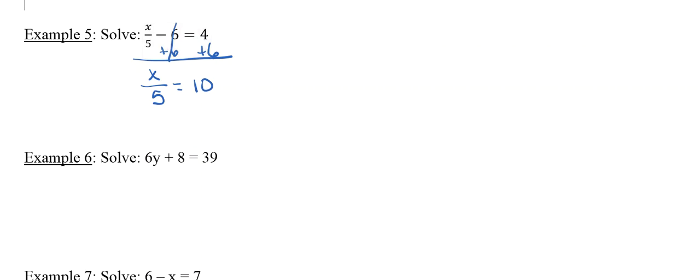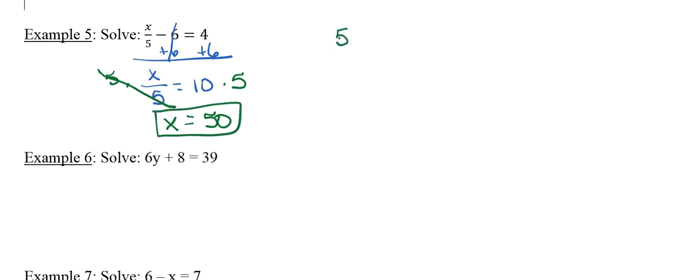So now I have another step to do because I still don't have the x by itself to see what it's worth. The opposite of dividing is to multiply. 10 times 5 is 50. So that is my answer.